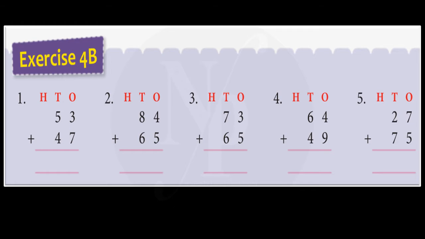Come on, let's begin. Question number 1, 53 plus 47. Here we have to add 47 to 53. So as we know, we should begin addition from ones place. We should add the digits at ones column first and then we move on to the digits at tens column. So first we add 3 and 7.